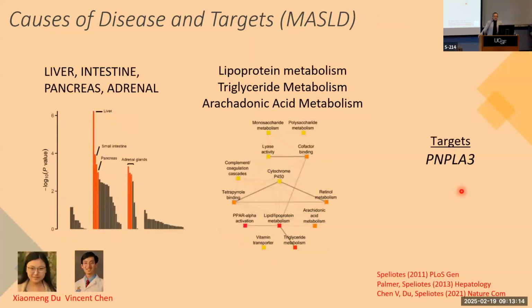And then when we did this for MASLD, we see that liver, intestine, pancreas, and adrenal are enriched, lipoprotein metabolism, triglyceride metabolism, arachidonic metabolism, and targets like PNPLA3 that now people are going after.